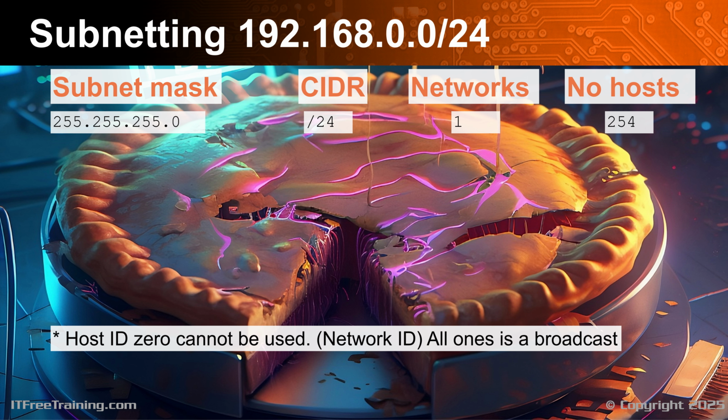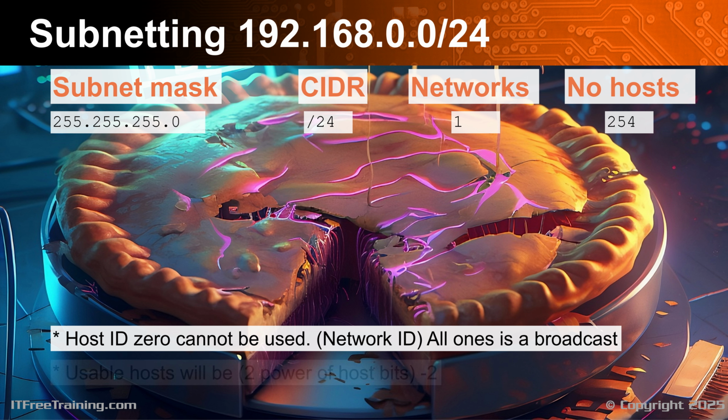If the host ID is all zeros, it cannot be used. This is known as the network ID. It identifies the network the hosts are using. If the host ID is all ones, it is a broadcast. A broadcast message goes to all hosts on the network. Don't worry if you don't understand this so far. I will go through another example of it.